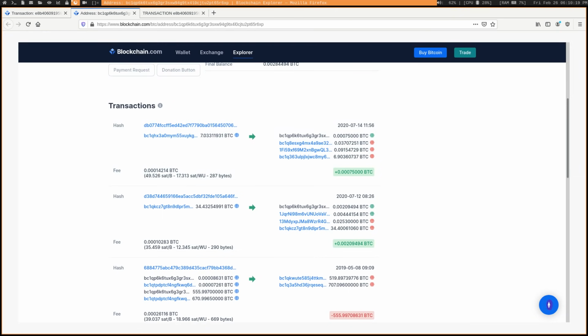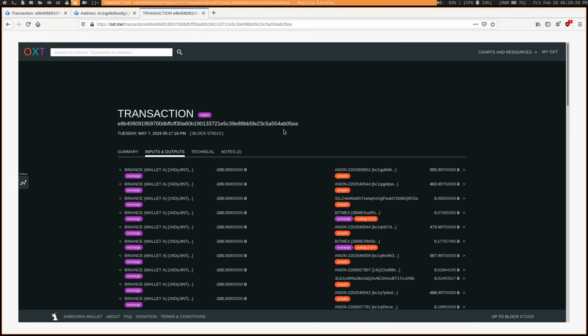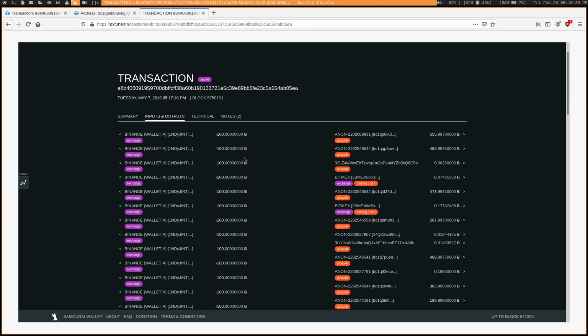But this would take a long time to do this way. So what's much smarter to do, and what law enforcement and any companies that are trying to audit the blockchain will do, is use a tool like OXT.me to be able to discover what's going on a little bit easier. So even in this representation here, you can see that it tells you right here that it's a Binance wallet, that it belongs to an exchange.